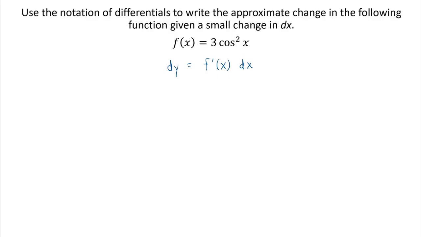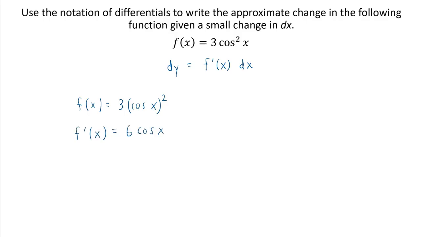Rather than writing things as dy over dx equals f prime of x, we're going to write these equations in the form of dy is equal to f prime of x dx. But to do this, we're going to need to find the derivative. So let's find the derivative of f of x equals 3 cos squared of x. It's going to be helpful for us to first rewrite the given function as 3 cos of x squared. And now we're going to differentiate this function using the chain rule.